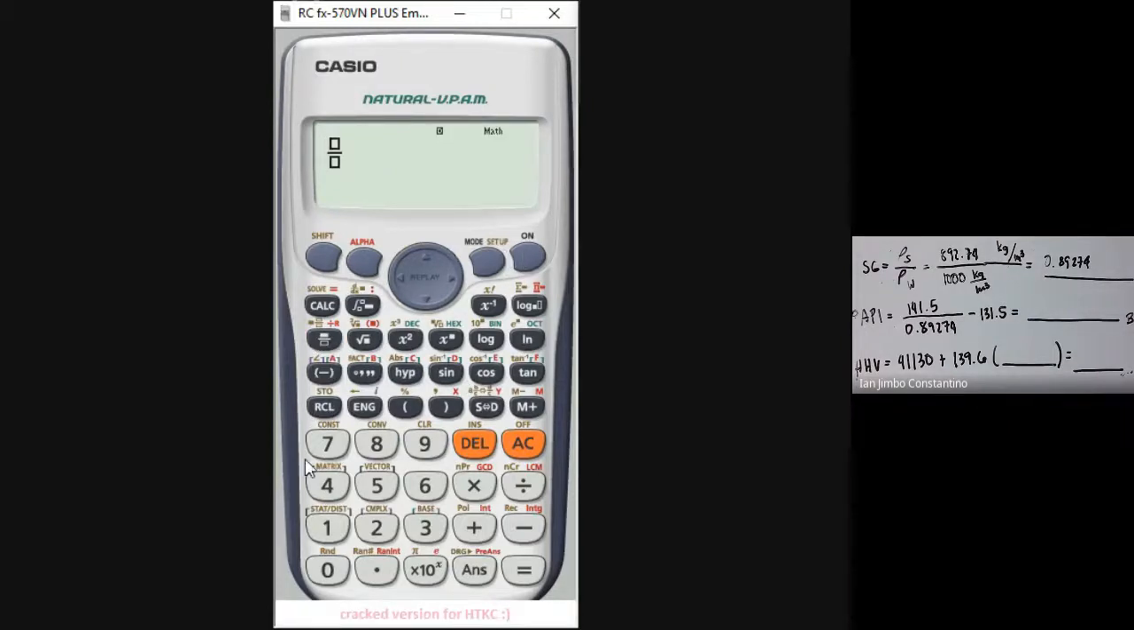We will get the value for your API, which is 141.5 divided by the stored value at A, diminished by 131.5. Okay. So the degree API unit is 27 degrees. Okay. And then we will store this value again with letter B. Then we will use it to solve for your higher heating value. So for the higher heating value, 41,130 plus 139.6 times the degree API.